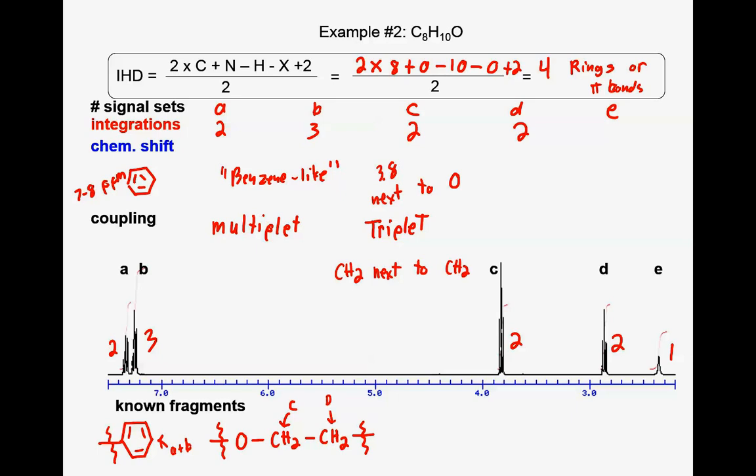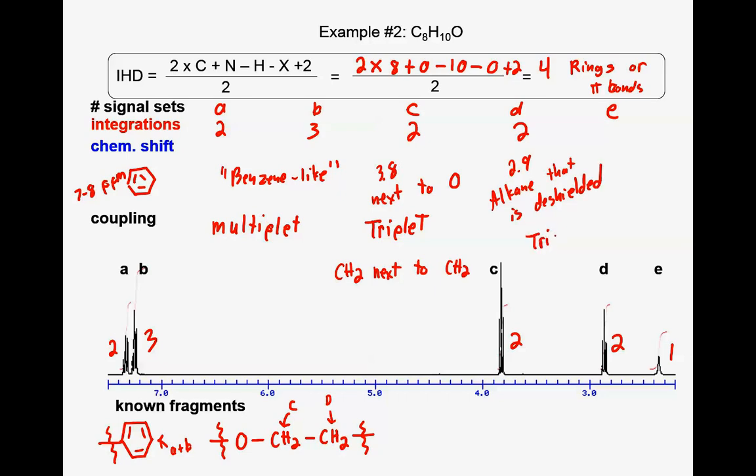So let's see if that makes sense. We've got 2. We could see that it's not around 1 where we would expect an alkane, so something here on the right side must be shifting it further downfield. It's around 2.9. We can call it an alkane that is de-shielded by something.